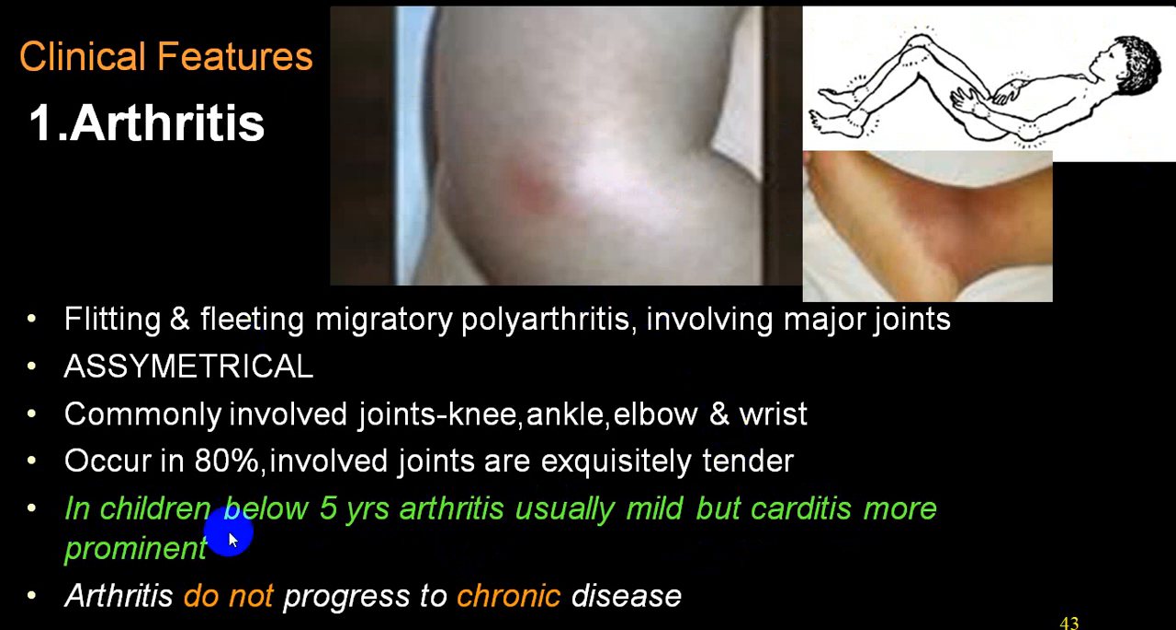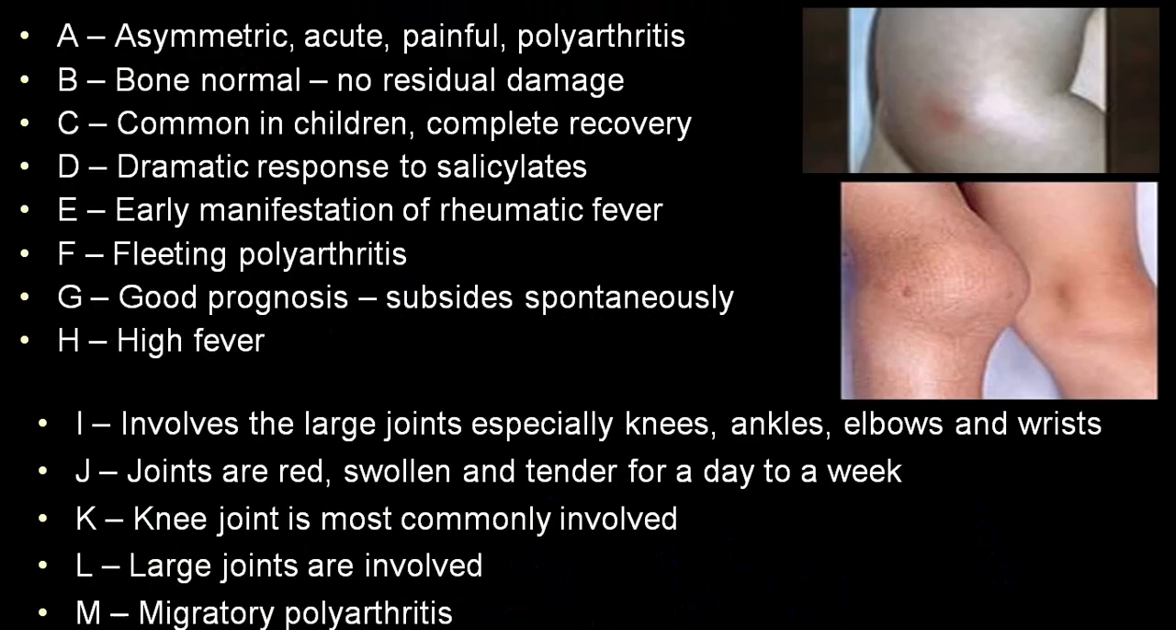And arthritis does not result in any chronic involvement of the joint. That is full recovery. These are all the different terms which you can utilize in joint involvement: asymmetrical, acute, painful polyarthritis. Bones are absolutely normal, no residual damage. It is common in children, complete recovery. D for dramatic response to anti-inflammatory drugs like salicylates.